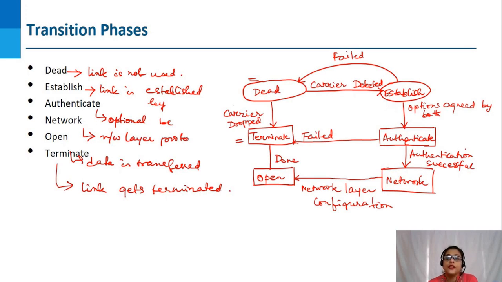From the established phase, it can go to the authentication phase. This is optional and it has to be agreed by both the parties. If authentication is successful, it goes to the network phase. Here network layer configuration is done and it goes to the open phase. In open phase, data gets transferred. So this is the overall structure of transition phases of PPP.